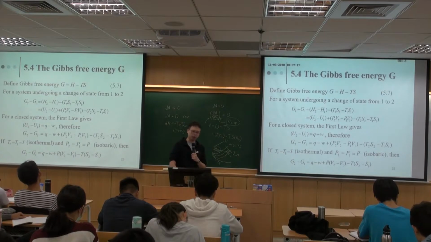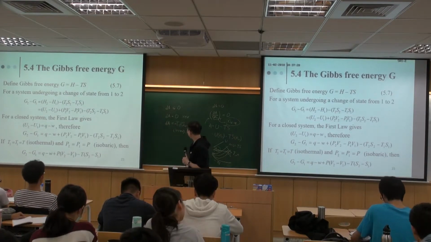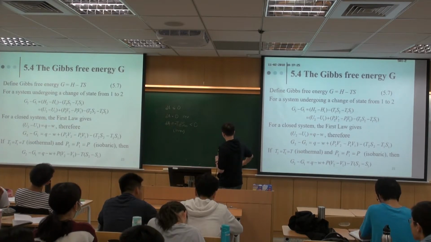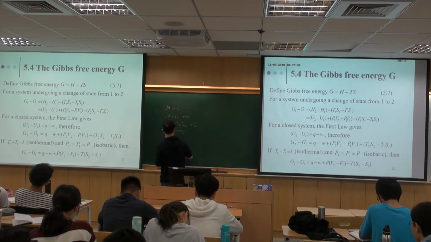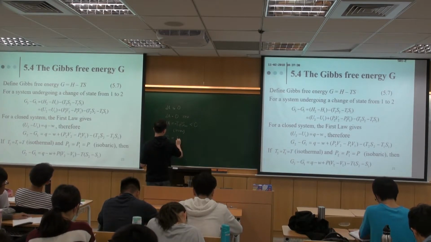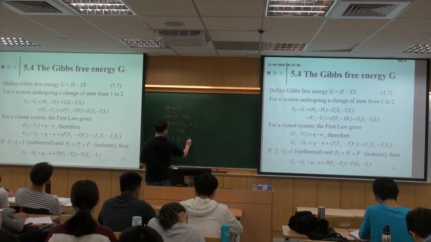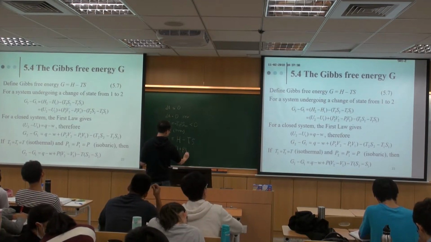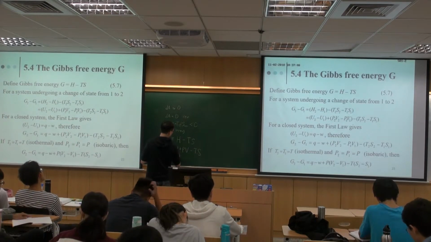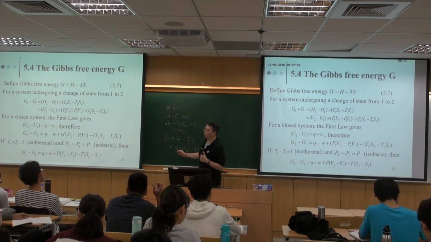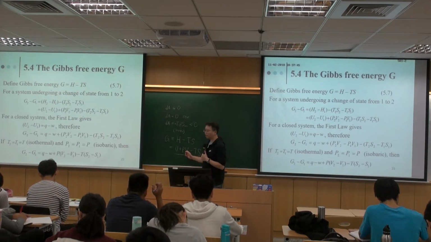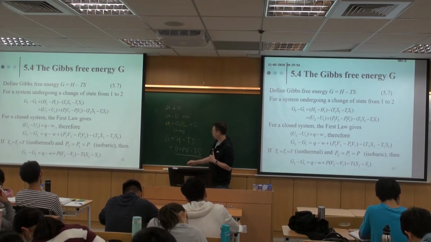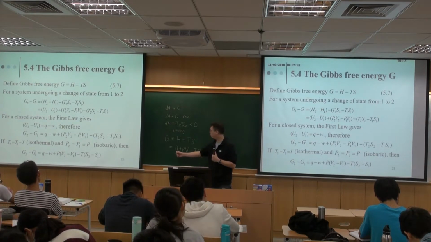We define Gibbs free energy as H minus Ts. So you have enthalpy, and we know that H is U plus PV. So you have the internal energy plus the PV, P times V, and minus Ts. If you're dealing with Helmholtz free energy, of course, you only have U minus Ts.